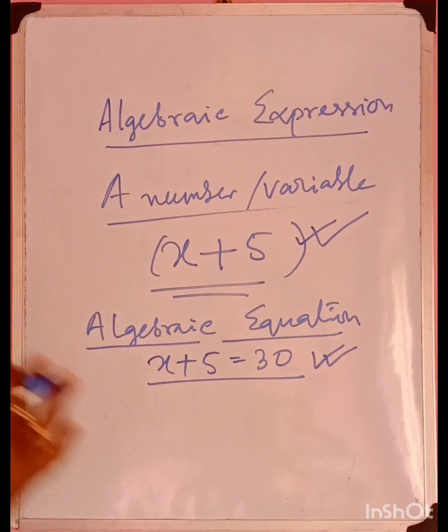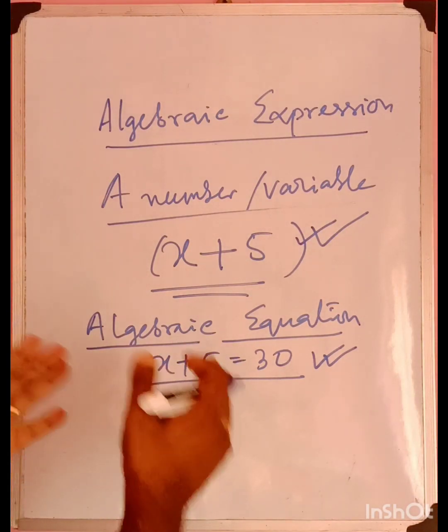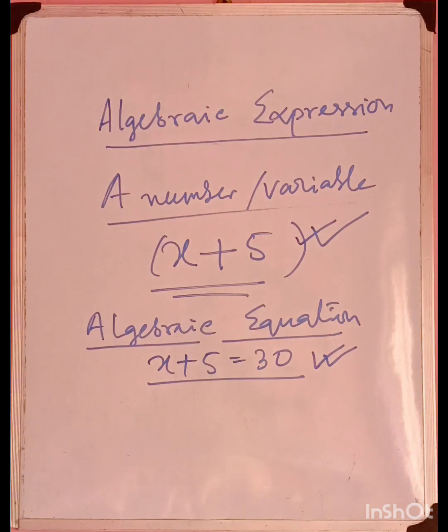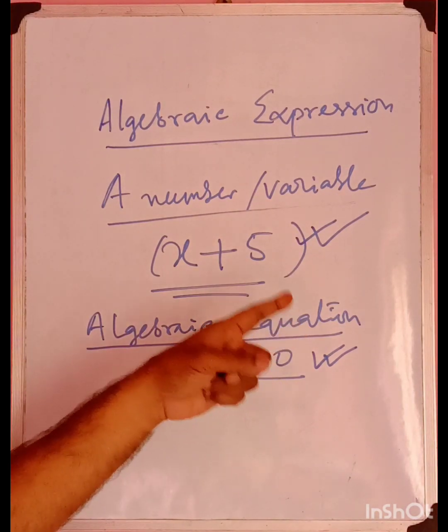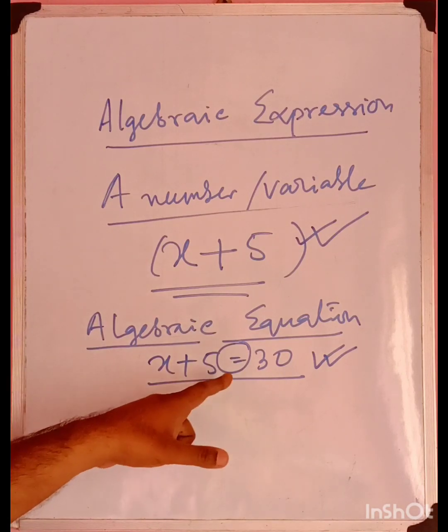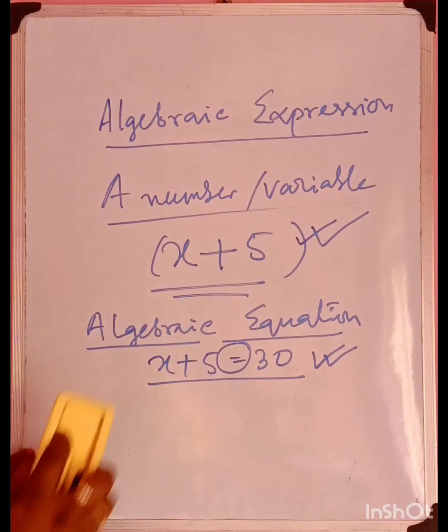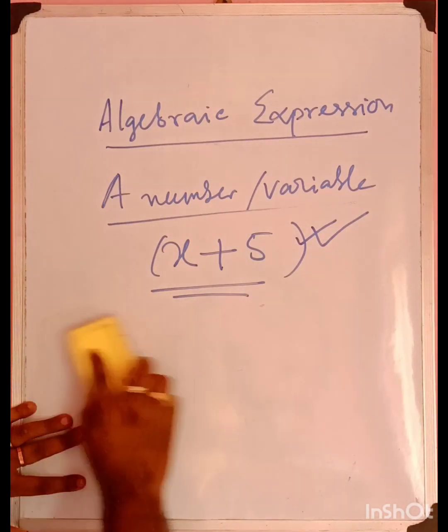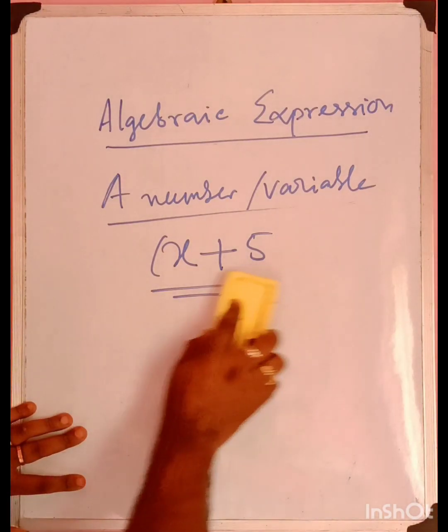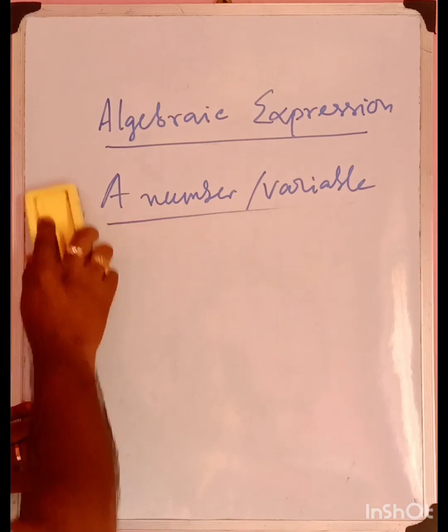These terms are more or less similar, used in similar manner, but are not equal. So this equal sign is significant. Equation means to equate. There must be an equal sign to become it an equation. Clear?